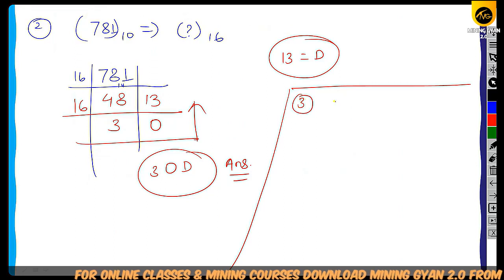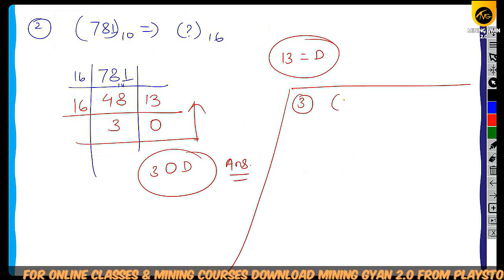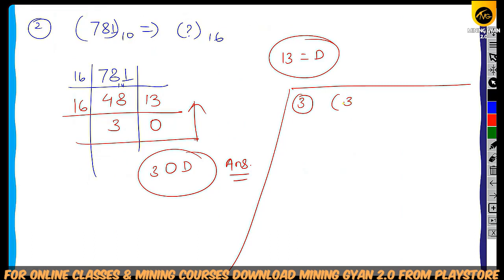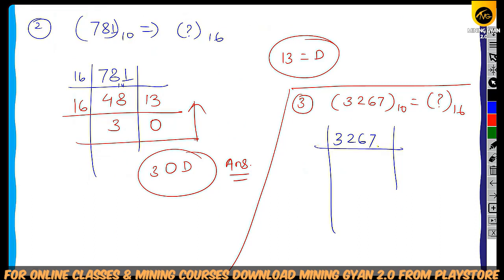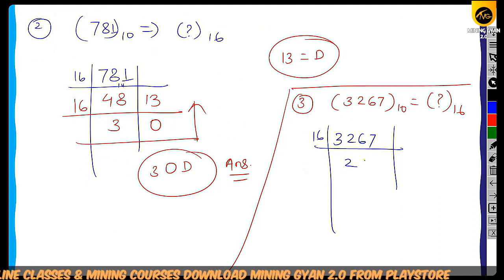Okay, example number 3. Suppose there is a 4-digit number, 3267, which is in decimal form, and we convert it into hexadecimal form. So 3267 divided by 16. 16 times 2 is 32 and 60. There is 1 0.